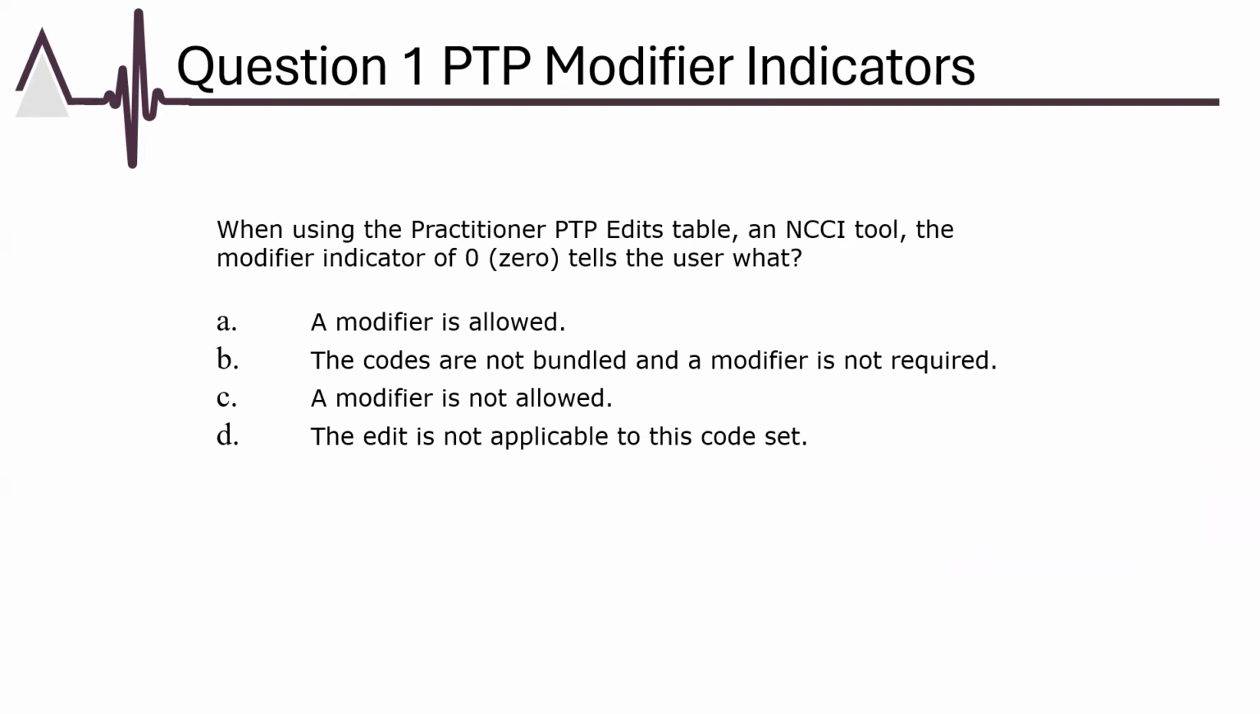When using the practitioner PTP edits table in NCCI tool, the modifier indicator of 0 tells the user what? A, a modifier is allowed. B, the codes are not bundled and a modifier is not required. C, a modifier is not allowed. Or D, the edits are not applicable to this code set.